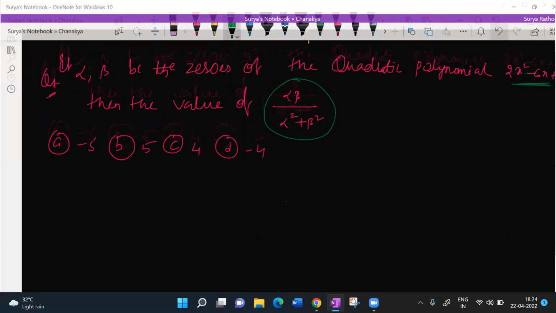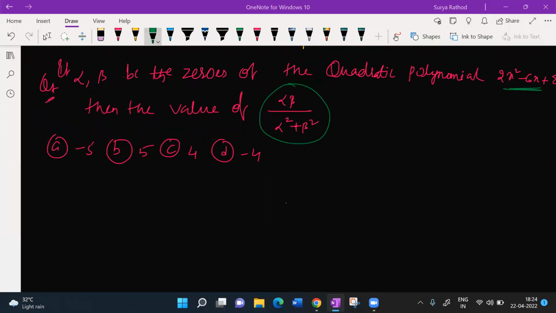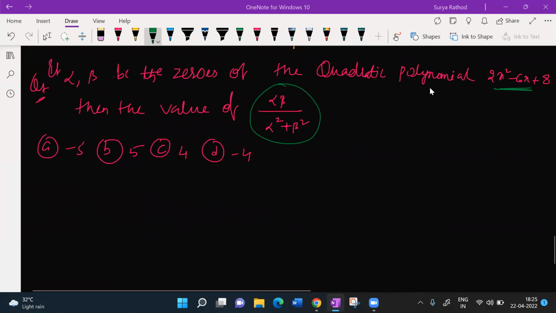Kavya Saranya has sent the answer. Very good. Great. Shreyan, no problem. What about others? Very simple. Think. He has given that alpha and beta are the zeros of the quadratic polynomial. This is the quadratic polynomial given to you. And find out alpha beta divided by alpha square plus beta square.